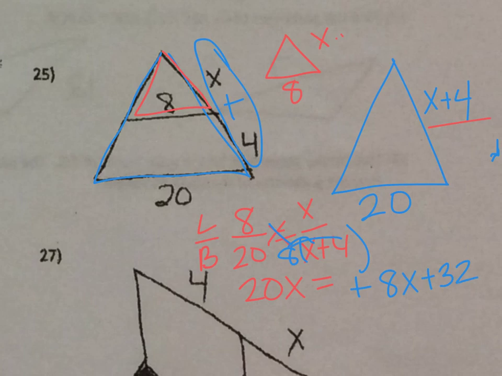So now I need to get my x's together, so I'm going to subtract 8x from both sides, which leaves me with 12x is equal to 32. 32 divided by 12. It's not pretty, but x is 2.6666 repeating, so the 6 makes the second one turn up 1, so 2.67 is your final answer on that one.